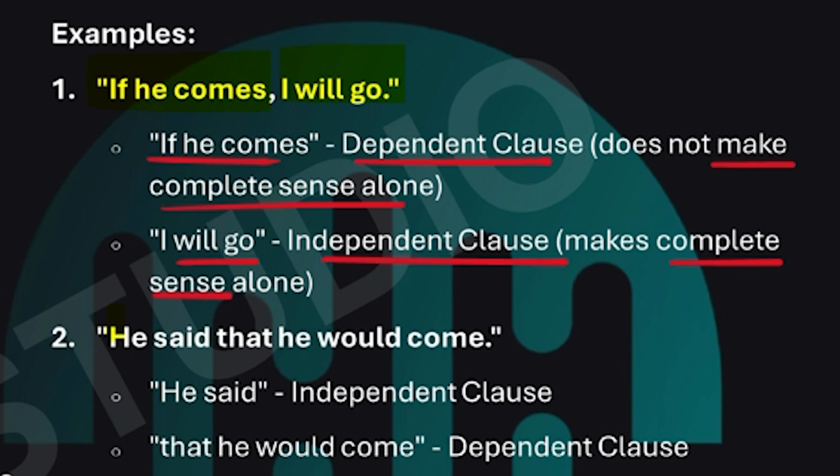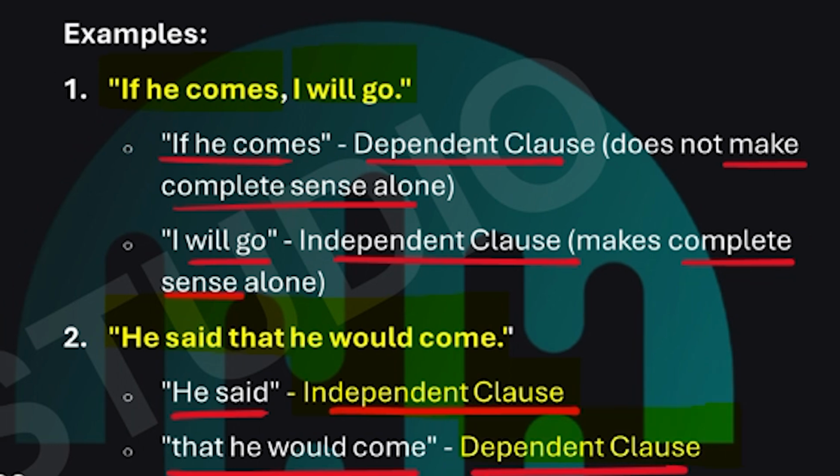Second example, he said that he would come. "He said" is independent. Of course, it's saying to someone. That's why it has the subject plus verb combination, and it's giving the meaningful sense as well. But "that he would come" is a dependent clause. It is not sure that he would come. It is not giving the meaningful sense. That's why it's a dependent clause. Let's move further as well.